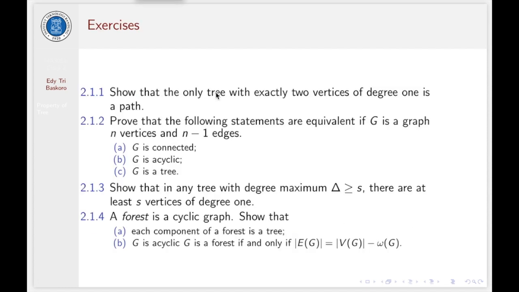Now I give you some exercises here to work on to obtain more understanding in the concept of tree.